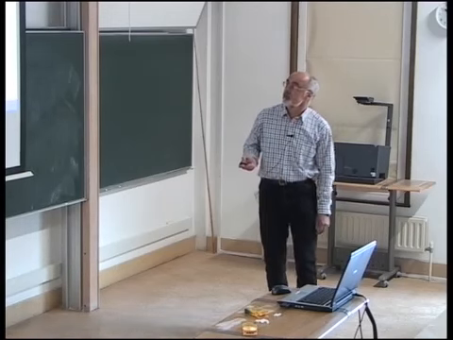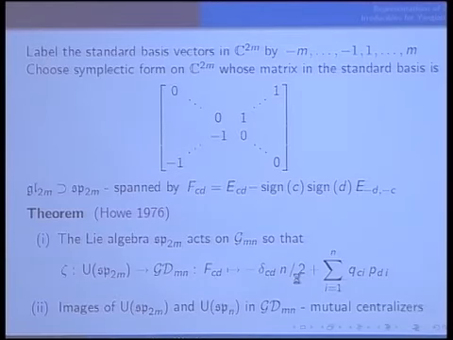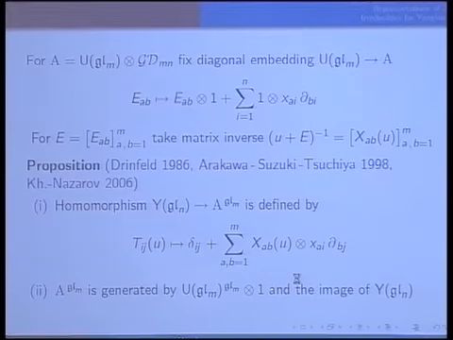But there is another action by quadratic differential operators of the symplectic algebra sp_2n, which in terms of Q and P is written by a similar formula, but these are second order differential operators. And again the theorem by Howe is that these images of two enveloping algebras are mutual centralizers in the Grassmann differential operators.